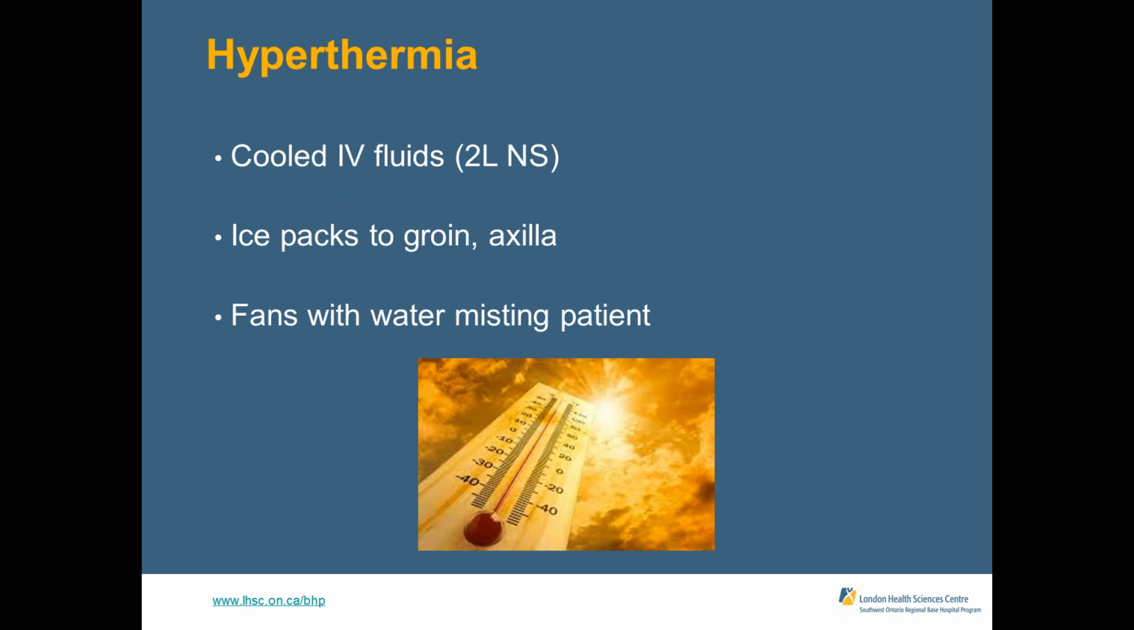And then hyperthermia is another thing that we're going to need to manage right away in the emergency department. It's important to cool these patients right away, so we can start administering a couple of liters of normal saline cooled IV fluids, put ice packs to their groin, under their armpits, and then a really effective way of cooling people is with evaporation, so you can have them misted with water and have some fans in the room cooling them off as well.